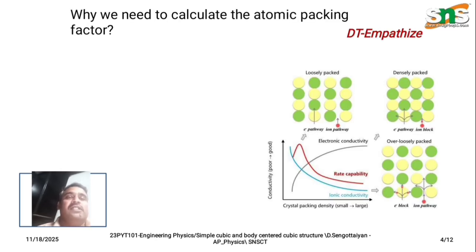The next question is why we need to calculate the atomic packing factor. The atomic packing factor is equal to the volume occupied by the total number of atoms present per unit cell divided by the total volume of the unit cell. So in a crystal lattice, we have to find the total number of atoms present per unit cell and the coordination number of that particular lattice point or atom. Then finally find the atomic radius and the packing factor. So packing factor plays an important role in a crystal lattice.